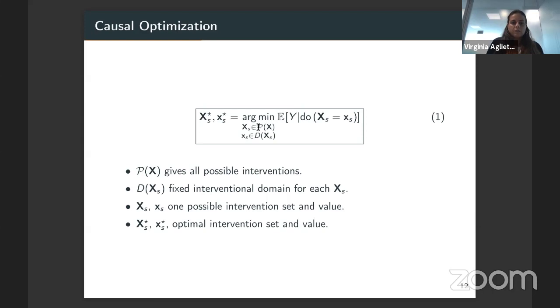So this P(X) stands for the power set of the manipulative variables, meaning I want to explore all of the possible interventions that I can perform in a graph. While this D of capital X_S is denoting the interventional domain. So what is the optimal value that I should set of soil fumigants if I can set it between 0 and 10? So what we want to find is the optimal intervention set, capital X_S star, and the intervention level, small x_S star. So this is different from the global optimization problem.